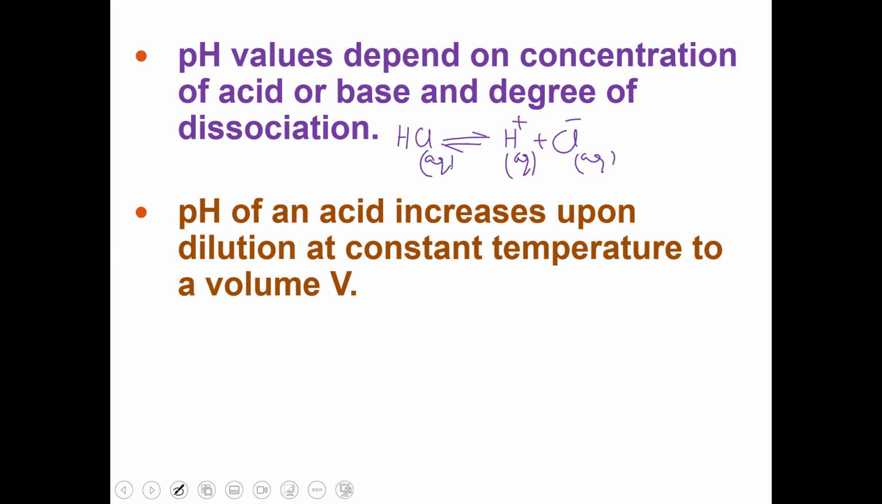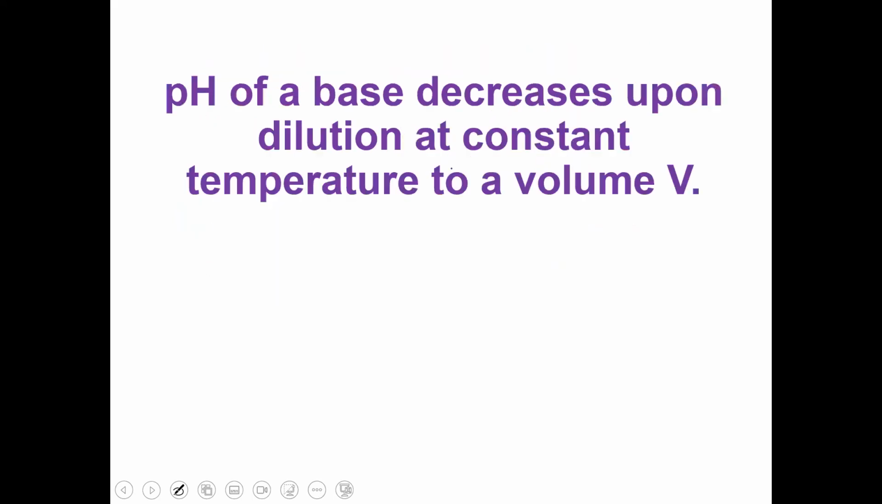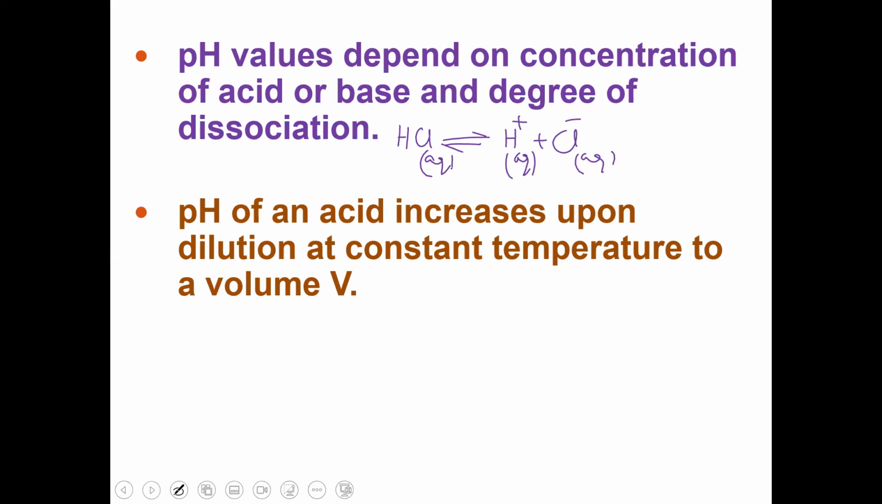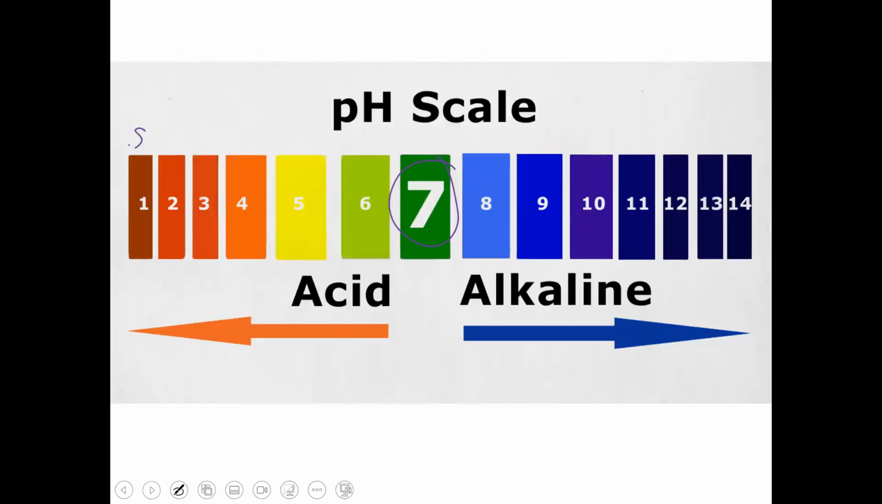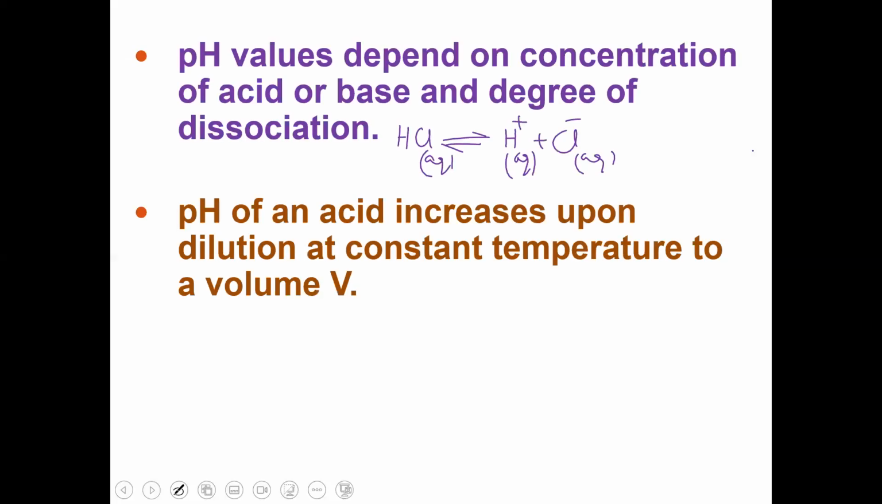So pH of an acid increases upon dilution at constant temperature to a volume V. So pH increase means strength of acid decreases. This is the basic pH scale, and we have the concept here. pH values depend on the concentration of acid or base, and it goes in reverse. If you reach the left side, it is a strong acid, and if you reach the right extreme, it is a strong alkali. So strength varies like this.